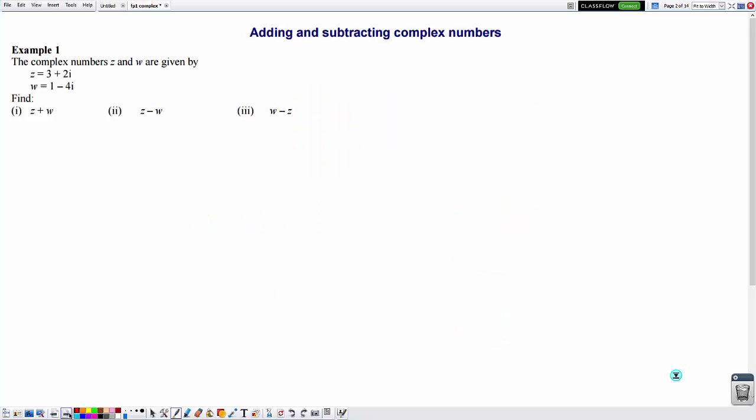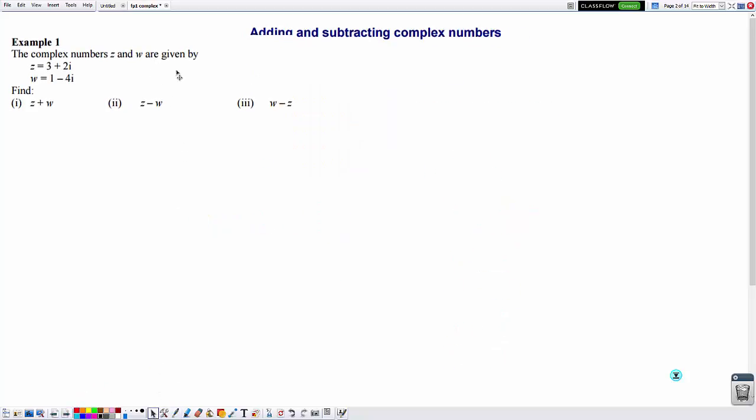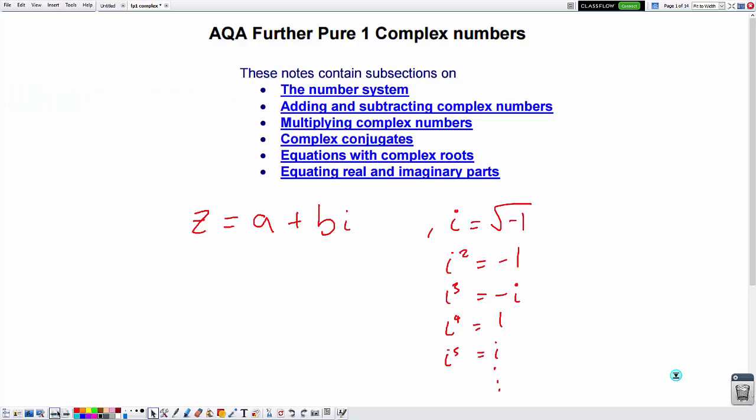Okay, so let's start adding and subtracting. Now, adding and subtracting is pretty easy. It works exactly how you'd think it'd work. It's collecting like terms. By the way, one thing I didn't state, we'll revisit later: the real part of a complex number is this part, so in this case, a. And the imaginary part is b, it's the part in front of i. It's not bi, it's just b. We'll look at that later on anyway.